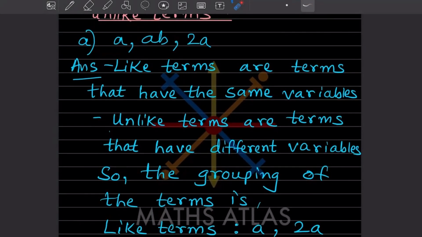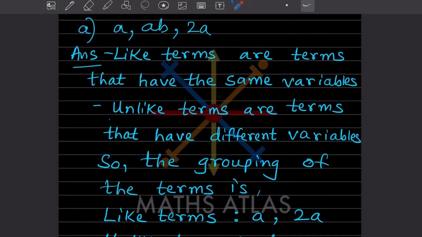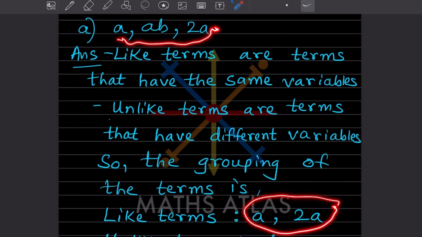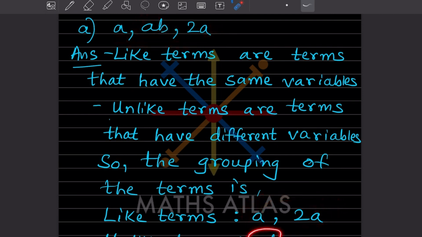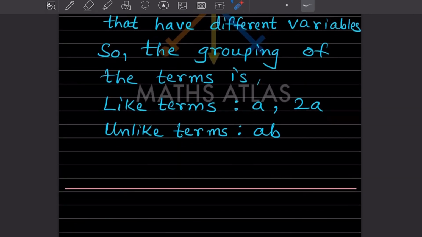Look here, a and 2a are going to be together, so that is the like term. Here this is a and this also is a. In the second part, don't get confused that here also you have a, but along with that you have b as well. So this is unlike. Hope you got this one. There is b as well, so that is going to be unlike.